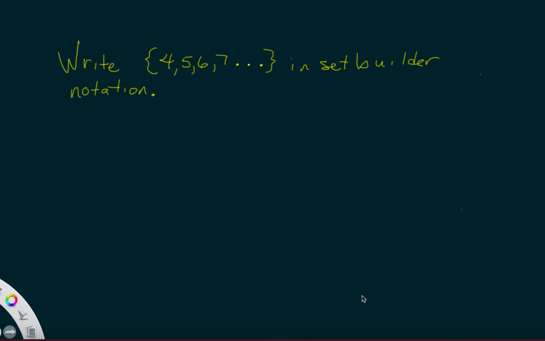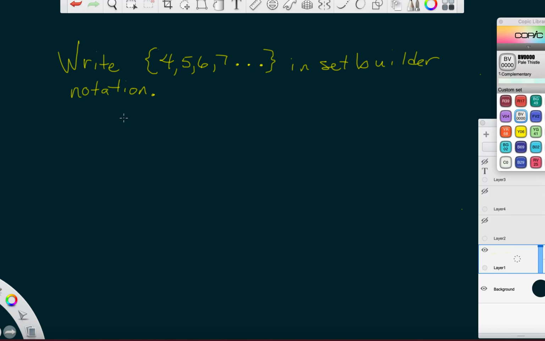This is me. I'm making a video that's going to take us through the last three questions that I didn't get a chance to review in class. So this is question number 8. It says, write the following set in set builder notation. So I just need to remind you what set builder notation looks like, all right?